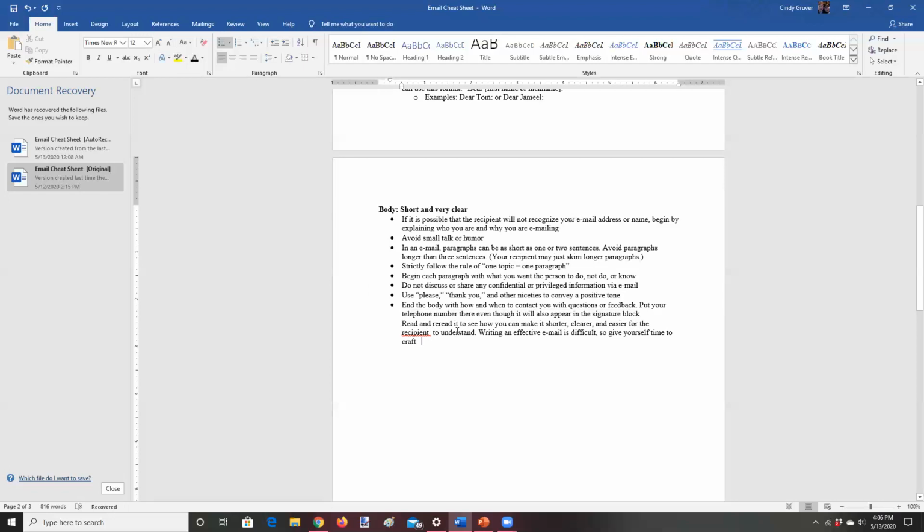Okay, read and reread your email to see if you can make it shorter, clearer, and easier for the recipient to understand. And you may think, well, gosh, why am I having to work so hard? You're working hard to save you effort. Because if you don't make it clear, the email you're going to get back is, I don't understand. And then you have to start over.